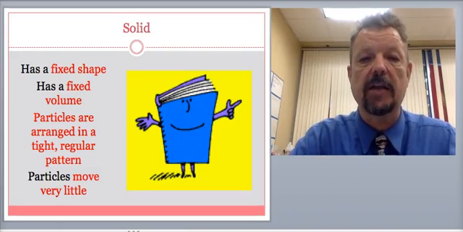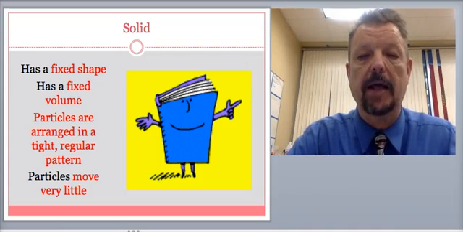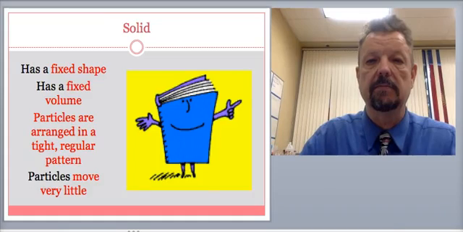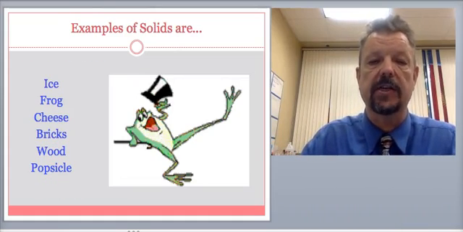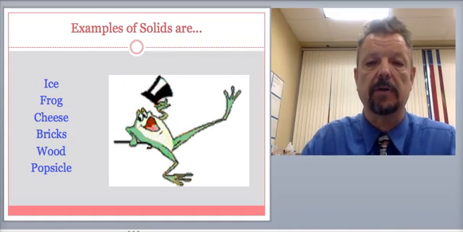Solid has a fixed shape and a fixed volume. The particles are arranged in tight, regular patterns, and they move very little. Examples of solids include ice, frog, cheese, bricks, wood, and popsicle.